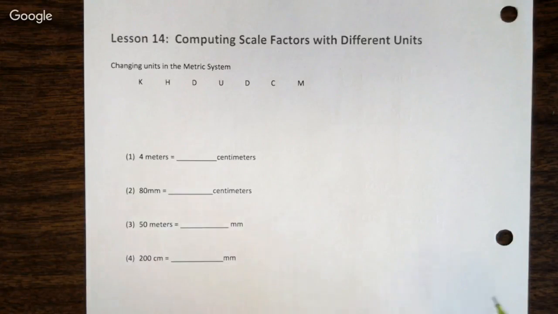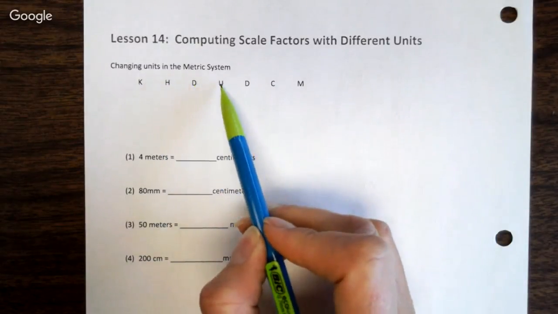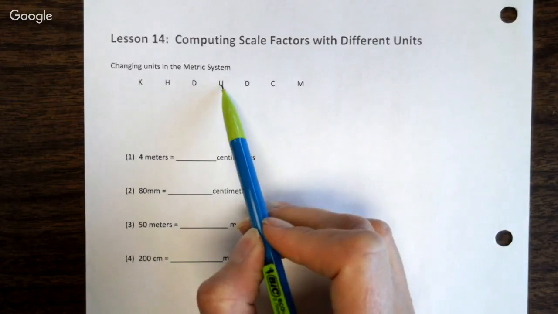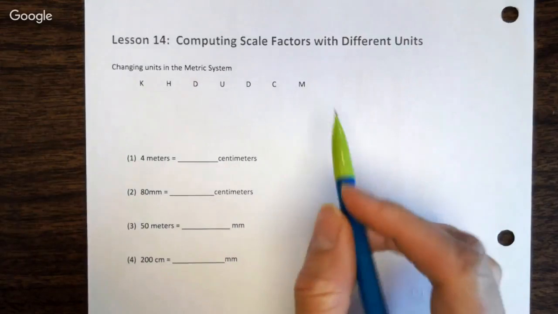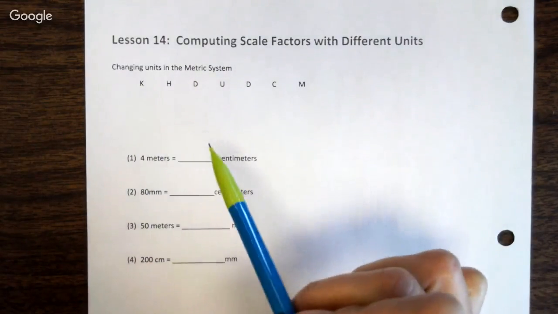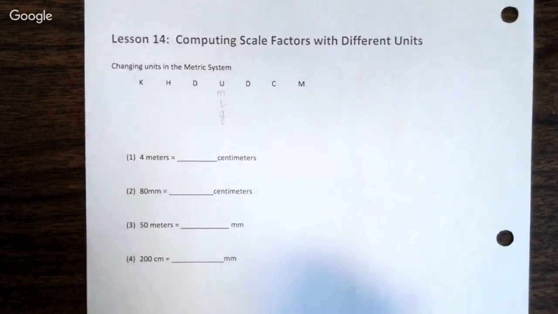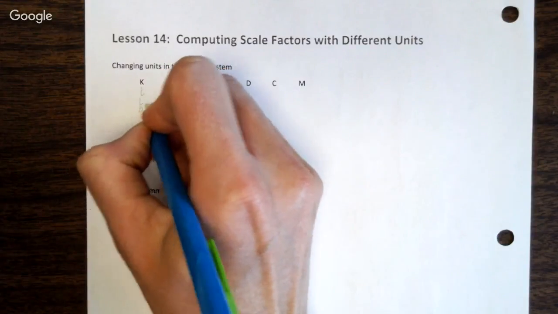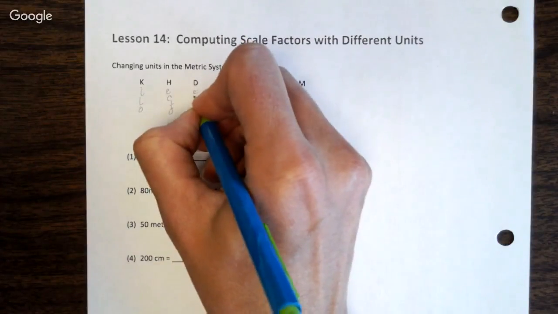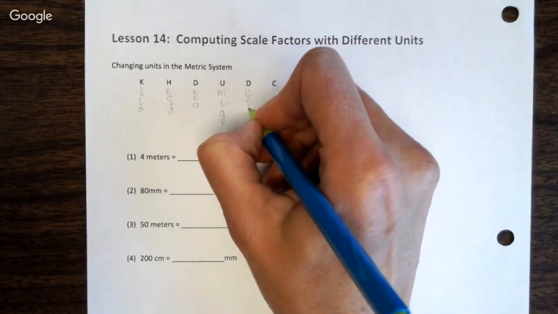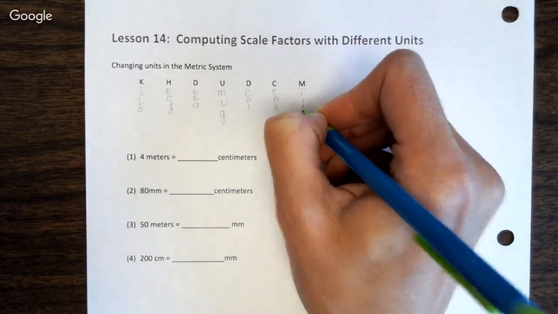So this is the units in the metric system: kilo, hecto, deca, deci, centi, and milli. Those are all of the prefixes. If you want to label, this is meters, liters, and grams. That's your units. This is kilo, this is hecto, this is deca, deci, centi, and milli. So if you ever see these prefixes, this is where you're going.